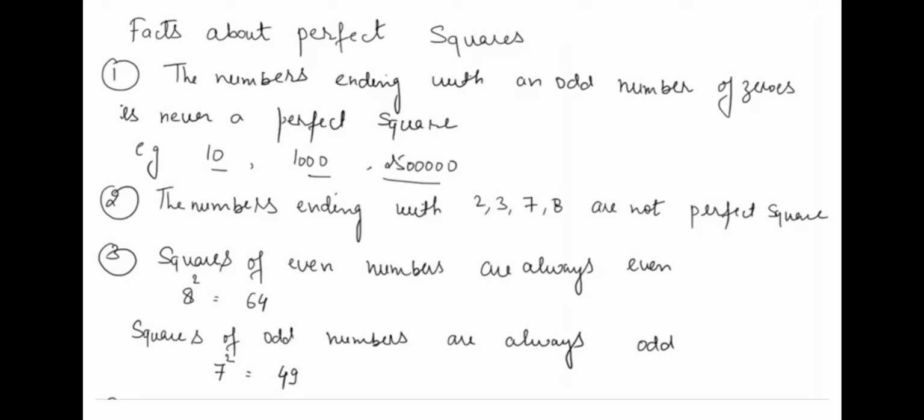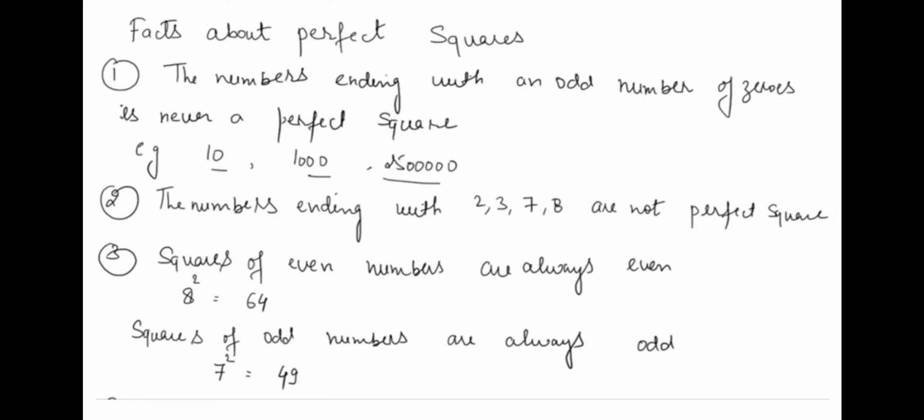Next, very important. This is very important. Facts about perfect squares. That means important concepts about perfect squares. First one, a number ending with an odd number of zeros is never a perfect square. Very important. The number ending with an odd number of zeros.